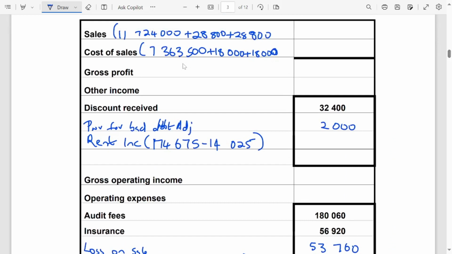So coming back here, the rent income, we have 174,675 minus 14,025. That is going to be 160,650. Now we can get the other incomes. So plus 2,000 plus 32,400. That is going to be 195,050.